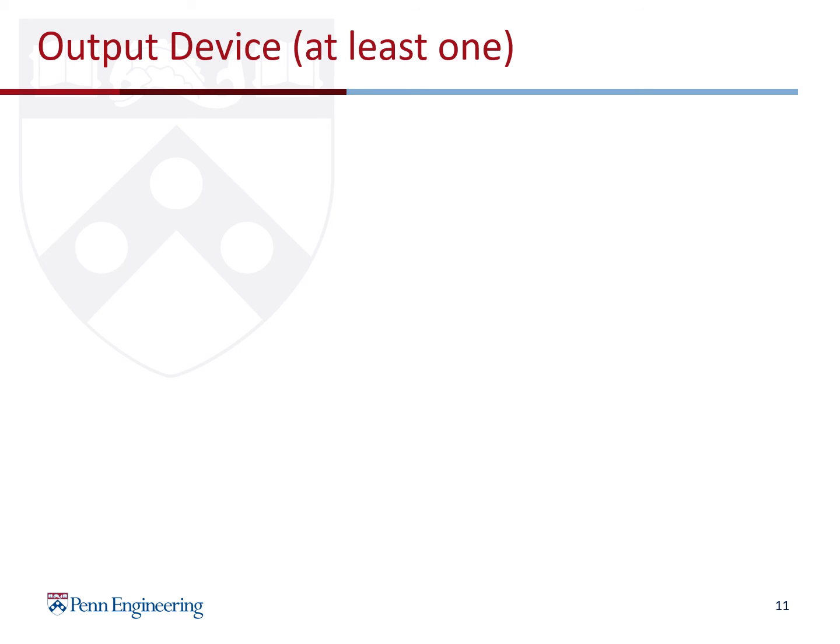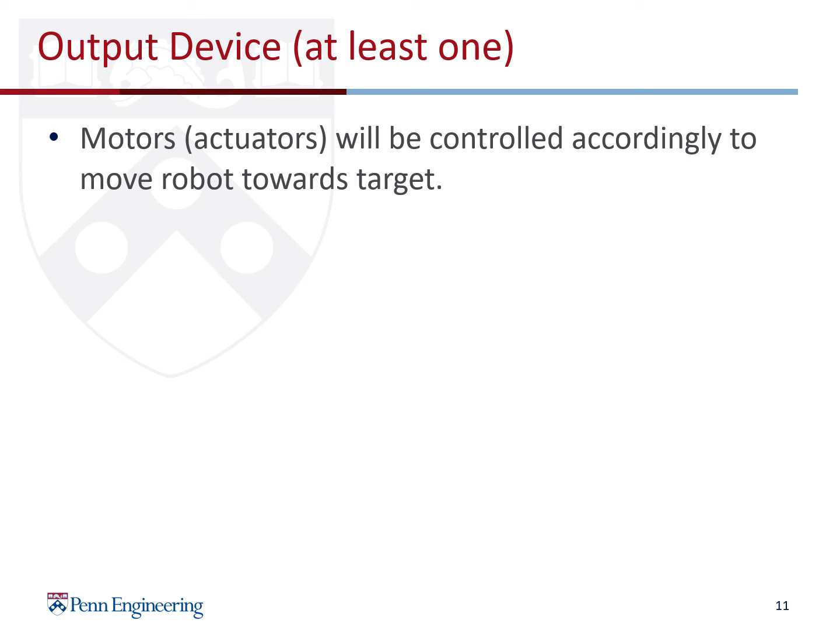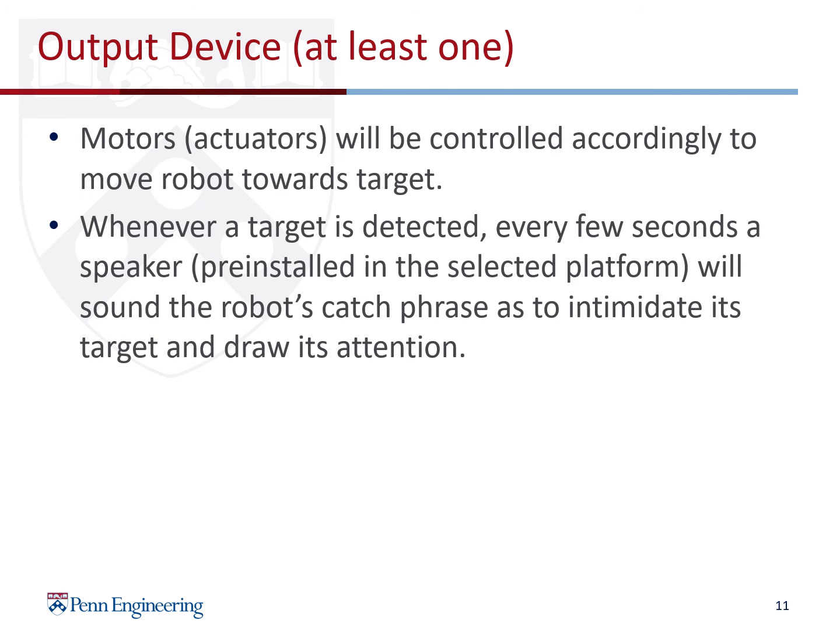As for the output devices, of which we need 1, I'm going to have my motors, aka my actuators, that will be controlled accordingly to move the robot towards the target. And whenever a target is detected, every few seconds a speaker, which is pre-installed in the selected platform, will sound the robot's catchphrase to intimidate its target and draw its attention.